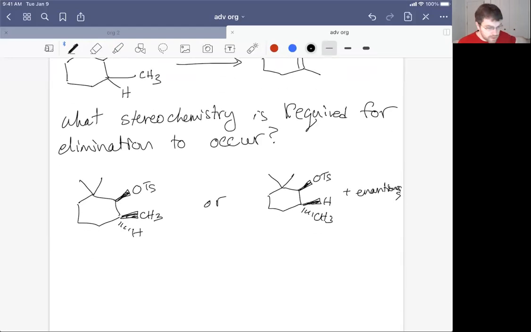Well, I want to draw the chair structure for both of these so that we can see what the arrangement for these groups would be. So you'll have to excuse me.